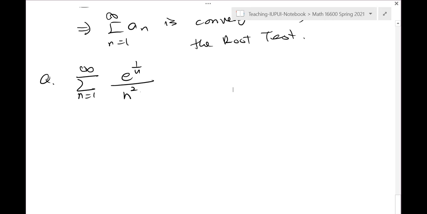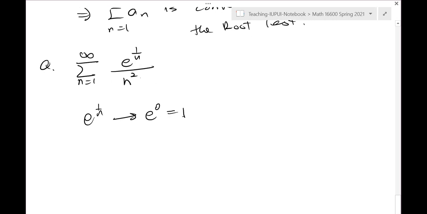First one, e to the 1 over n. How does it look? Make an observation first. e to the 1 over n approaches e to the 0, which is 1. So the numerator is almost equal to 1. That's great. The numerator is almost equal to 1.